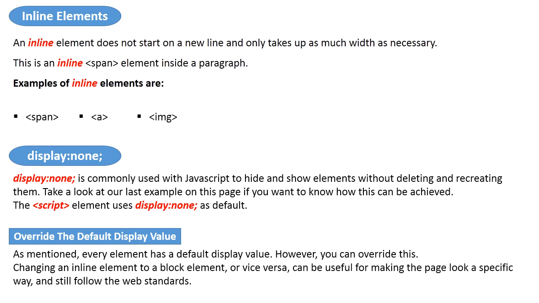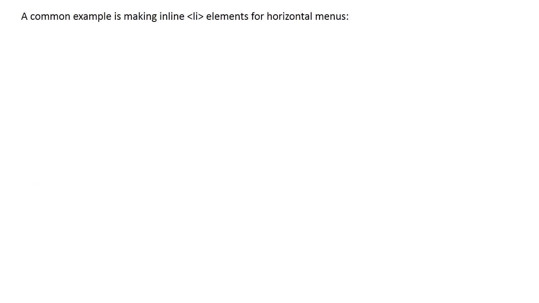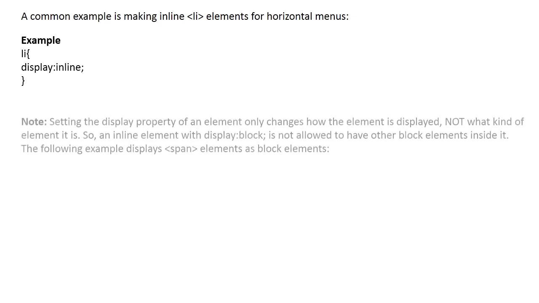As mentioned, every element has a default display value. However, you can override this. Changing an inline element to a block element or vice versa can be useful for making the page look a specific way and still follow the web standard. A common example is making inline list style elements for horizontal menus. For example, if you have a list style, then we have display is inline.